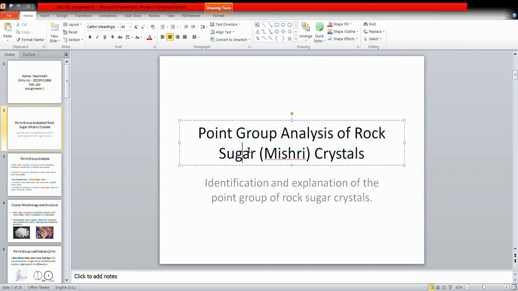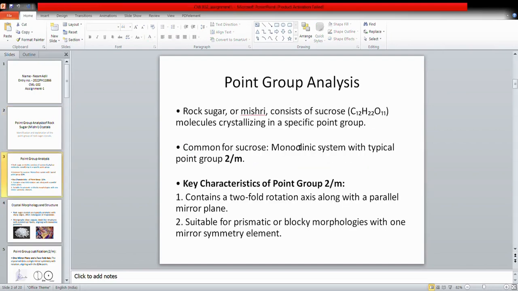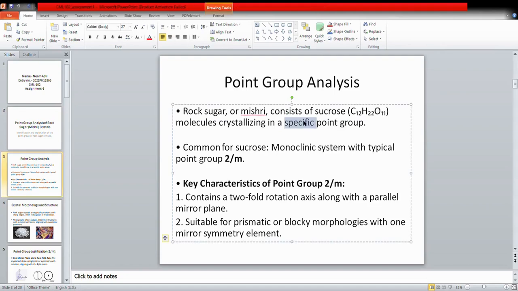we are expected to record a video of length 5 to 8 minutes. For the first part, in order to identify the point group, we need to know that the crystals are rock sugar crystals, also known as mystery crystals. Rock sugar consists of sucrose molecules, C12H22O11, which crystallize generally in 2/m.